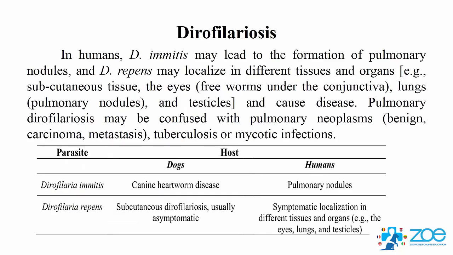In humans, D. immitis may lead to the formation of pulmonary nodules, and D. repens may localize in different tissues and organs, for instance, subcutaneous tissue, the eyes, free worms under the conjunctiva, pulmonary nodules, and testicles, and cause disease. Pulmonary dirofilariosis may be confused with pulmonary neoplasms, benign, carcinoma, metastasis, tuberculosis, or mycotic infections.